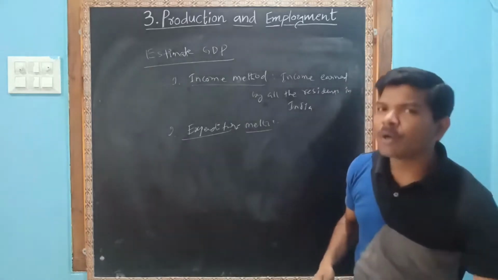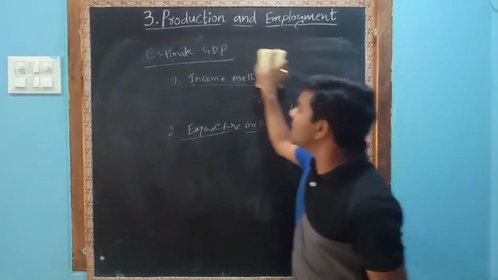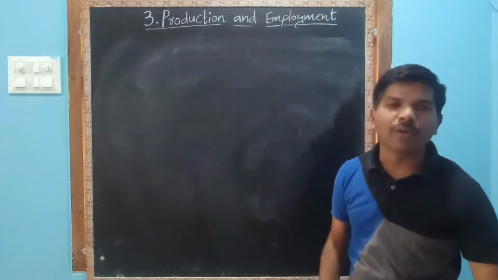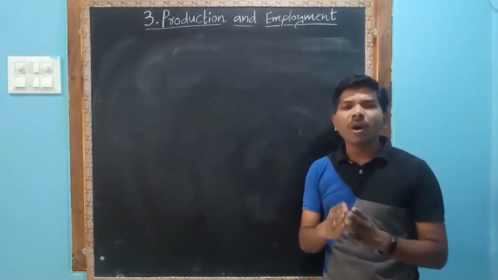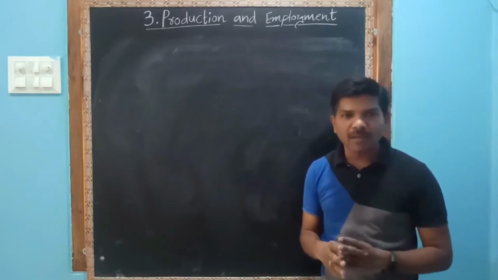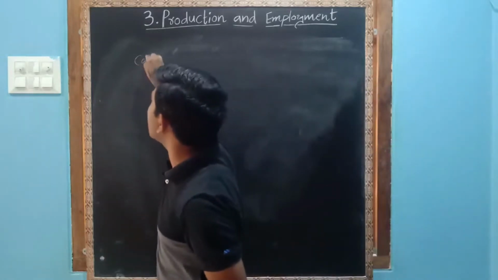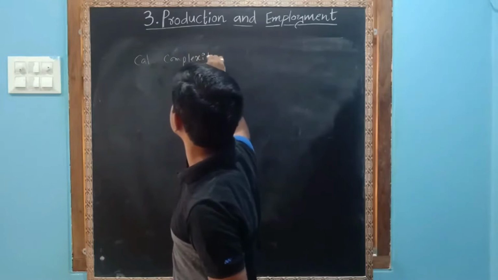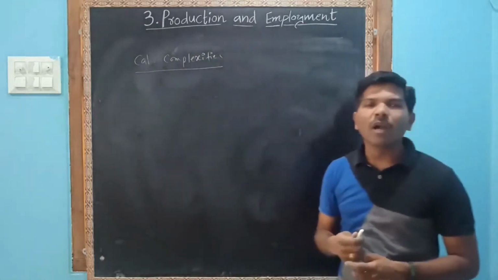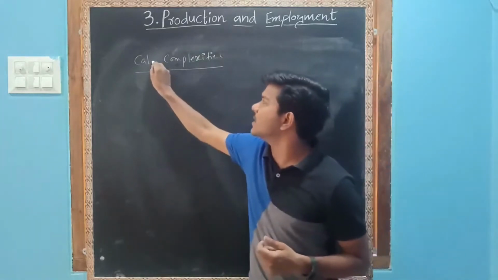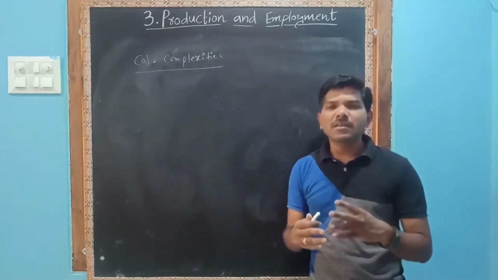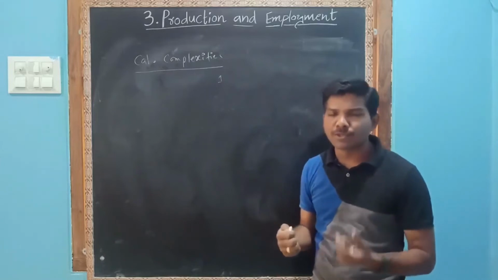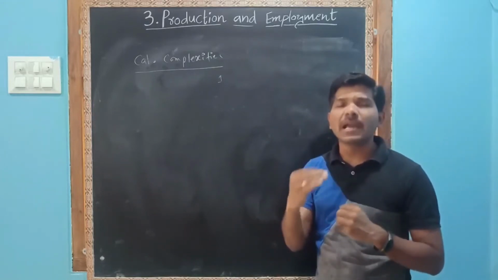One more important thing I want to share. Estimation of the GDP accurately is not possible. Make a note that we cannot estimate GDP in an accurate way. Why? Because there are calculation complexities. Certain things we cannot estimate.